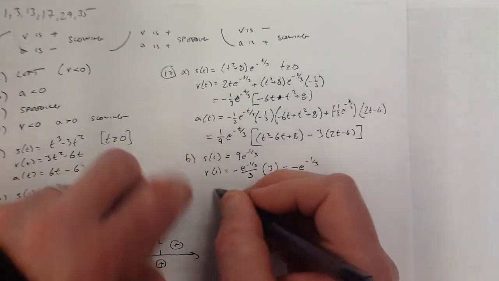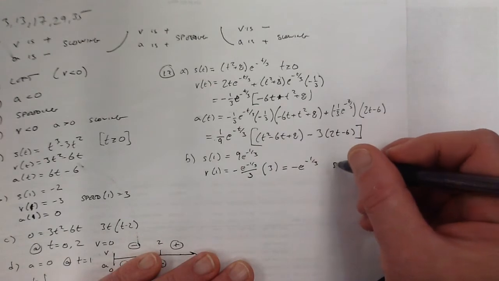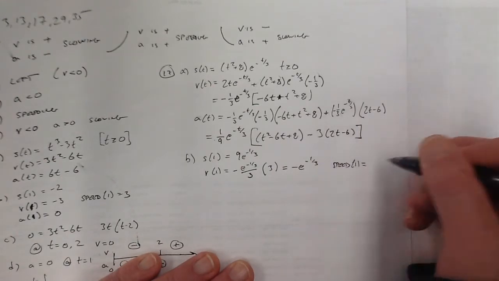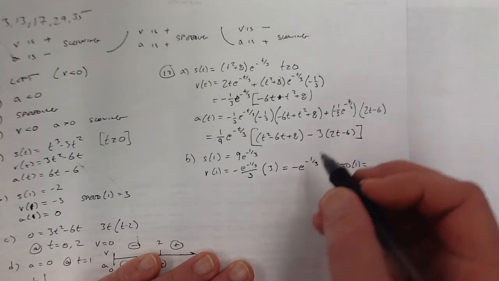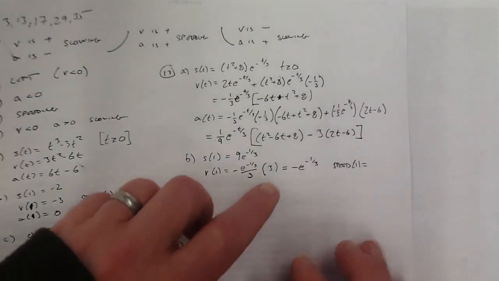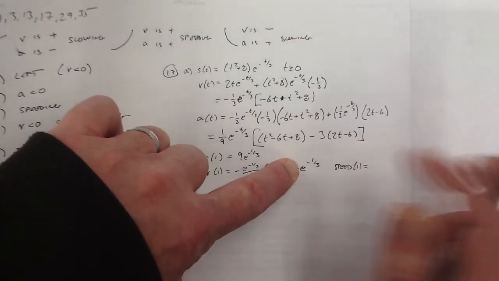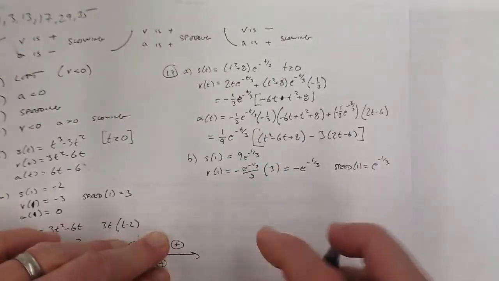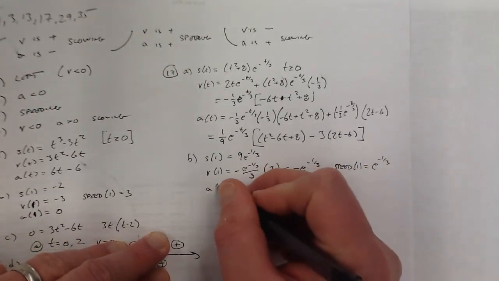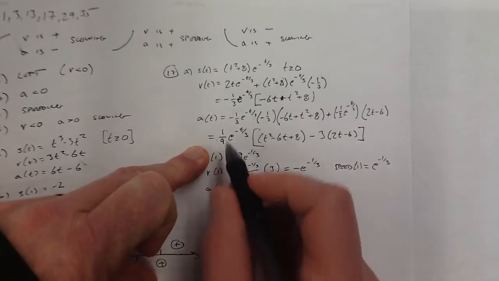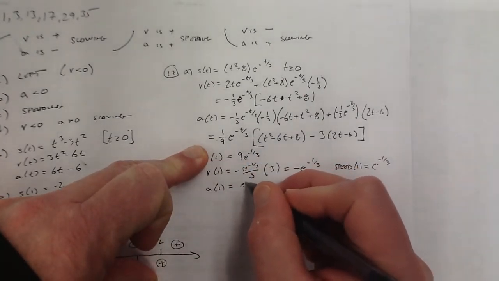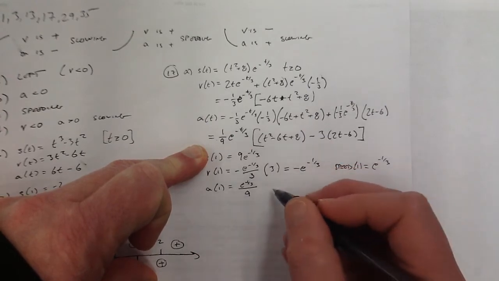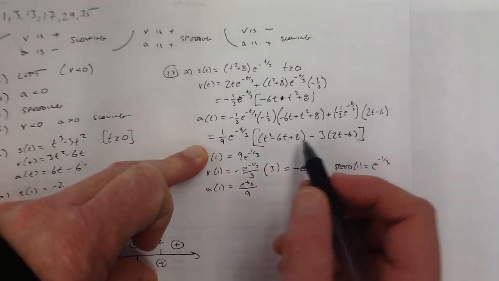And the speed is just the positive version of that. Now we want to make sure that we're reporting a positive number, and e to the anything is a positive number, so that is the positive version of that number. And the acceleration at 1 is e to the negative 1/3 over 9. And then, I guess I should have simplified that.